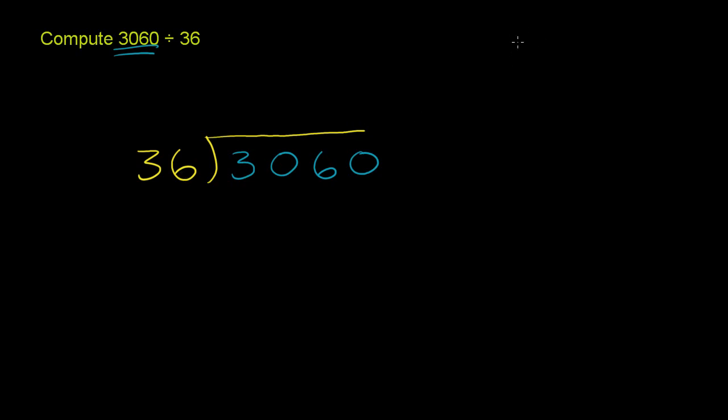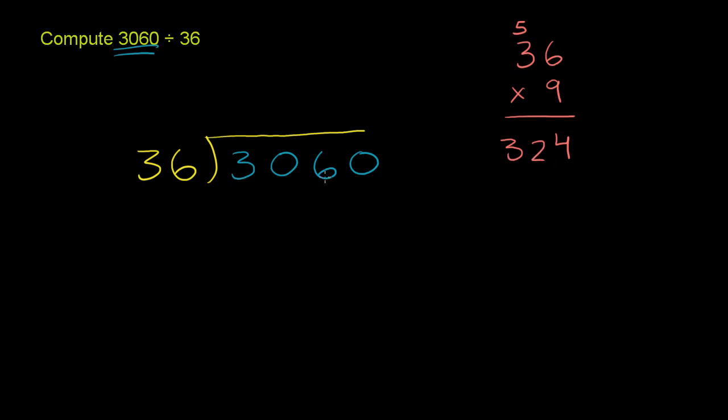What is 36 times 9? And this is kind of the art of doing these problems when you're dividing by a two-digit number. So 6 times 9 is 54. Regroup or carry the 5. 3 times 9 is 27 plus 5, which is 32. So 36 times 9 is 324.